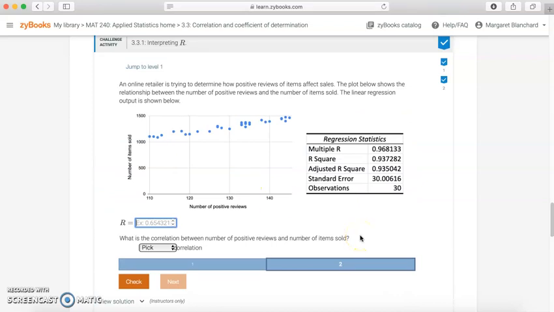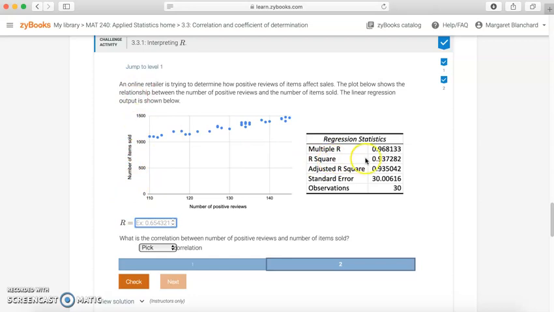Here we have an online retailer trying to determine how positive reviews of items affect sales. The plot below shows the relationship between the number of positive reviews and the number of items sold. The linear regression output is shown below. This is what you see when you do the Data Analysis Pack linear regression in Excel. So this also just gives you an idea of what we're looking at. Here we have number of positive reviews on X, and the number of items sold on Y.